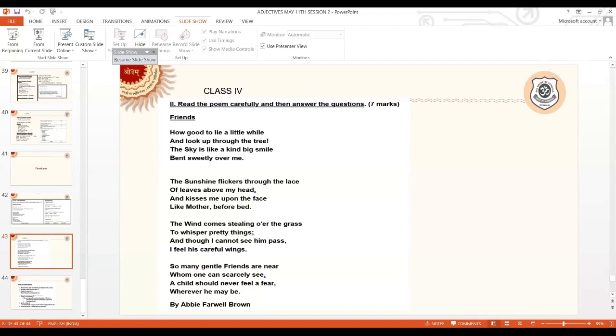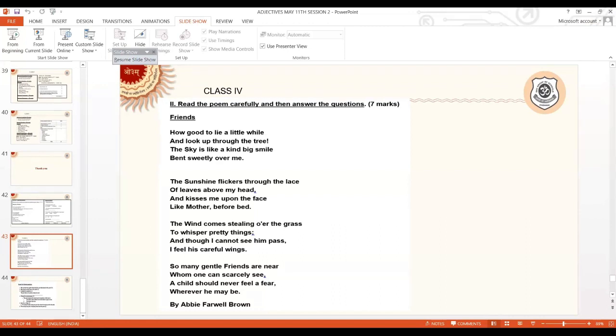How good to lie a little while and look up through the tree. The sky is like a kind big smile, bends sweetly over me. The sunshine flickers through the lace of it above my head, and twinkles like mother before bed. The wind comes stealing over the grass to whisper pretty things, and though I cannot see him fall, I feel careful things.